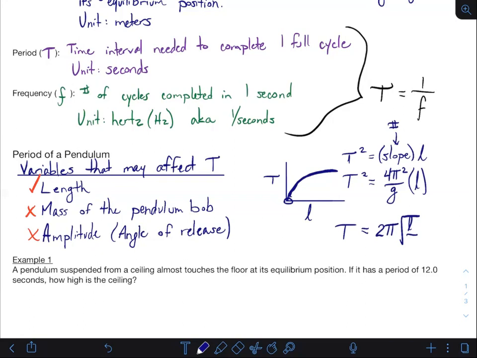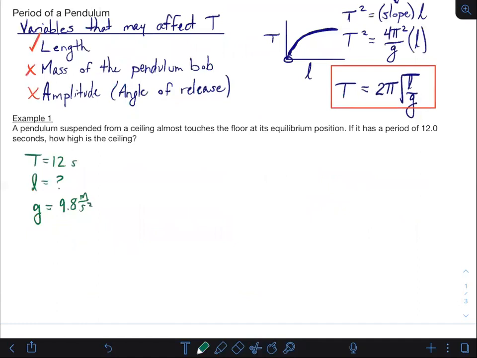here. So a pendulum suspended from a ceiling almost touches the floor at its equilibrium position. If it has a period of 12 seconds, how high is the ceiling? So we want to know, what is this length of our pendulum? We are going to assume that this experiment is happening on Earth. I don't know how many Martians have homes with ceilings, so we'll assume that this is on Earth. And so let's use this equation that tells us how period and length of the pendulum are related to each other.